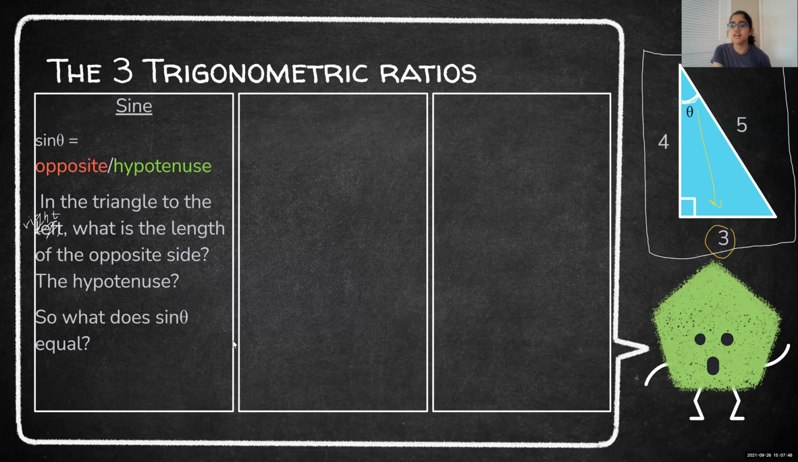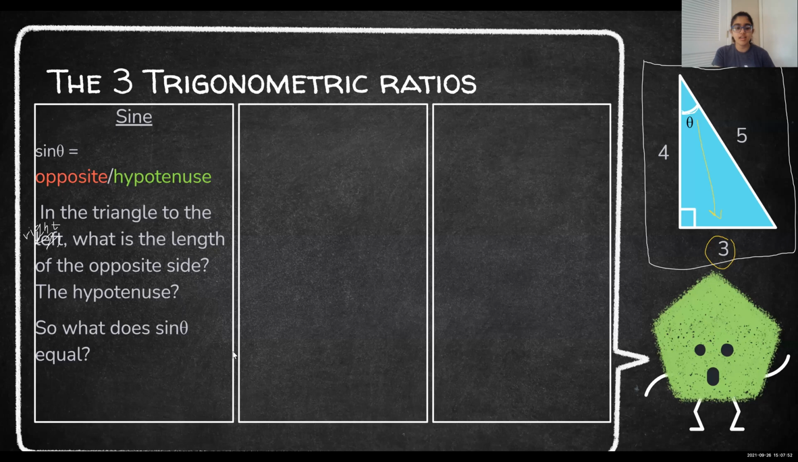Okay, good job, Alex. So what does sine theta equal? Aniket, do you know the answer? I joined late, so I'm kind of confused about what's happening. Okay. So sine is just opposite over hypotenuse. So sine theta, given a reference angle theta, is opposite over hypotenuse. Remember, hypotenuse is the longest side, and the opposite side is the side opposite to the reference angle. So do you know what sine of this angle would be?